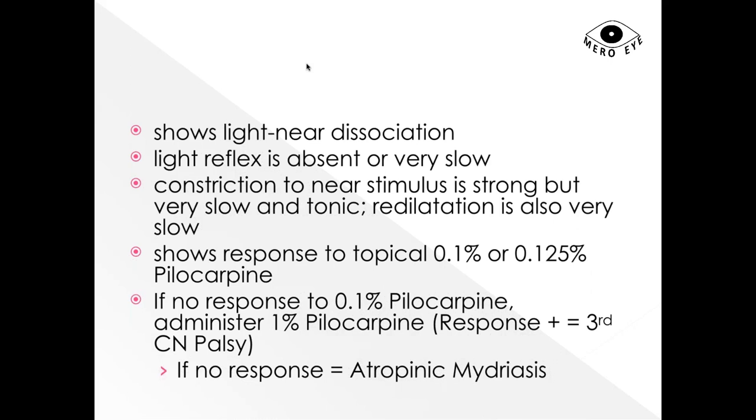If 1% pilocarpine is able to cause constriction of the pupil, then we have to think about third cranial nerve palsy. But even if there is no constriction after 1% pilocarpine, then the last option to think about would be pharmacological mydriasis because of drugs like atropine.